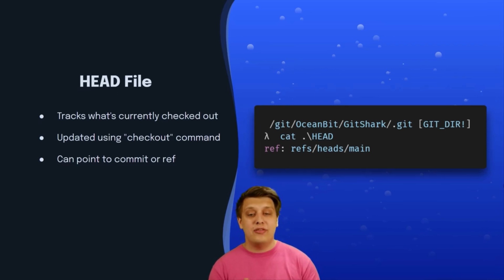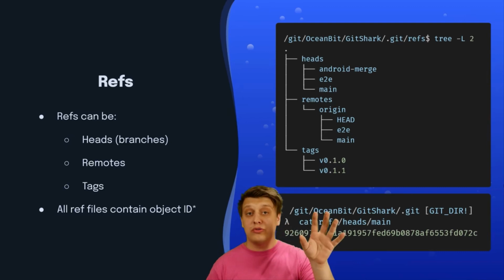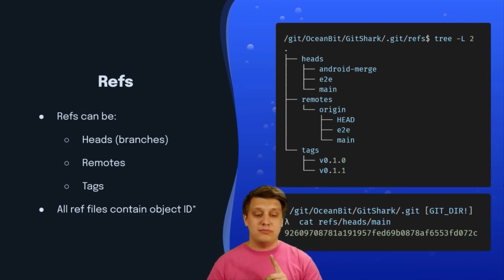So ref's head's main. But like, what's a ref, right? A ref can be one of 3 different things. It can be a head, which is branches. It can be a remote, or it can be a tag. Now, remotes are also very similarly branches, but they're stored in whatever cloud Git provider you have, GitLab, GitHub, anything of that kind.